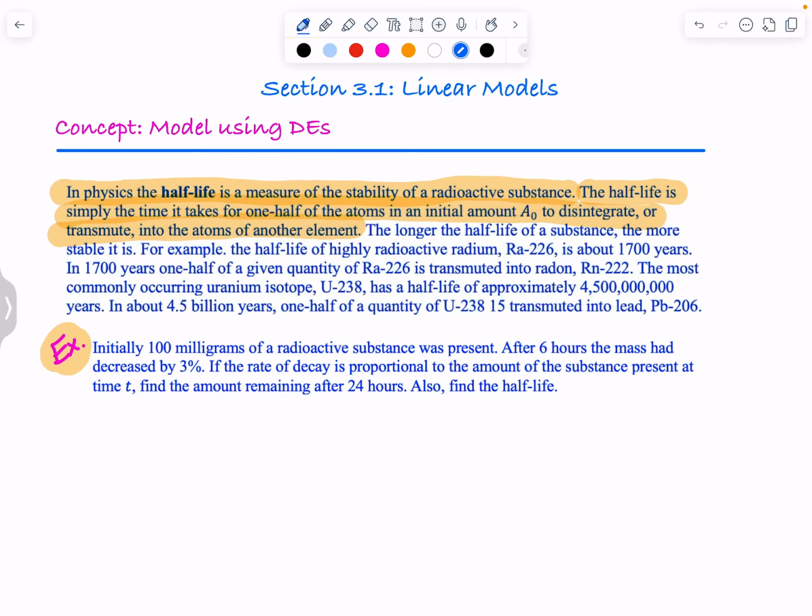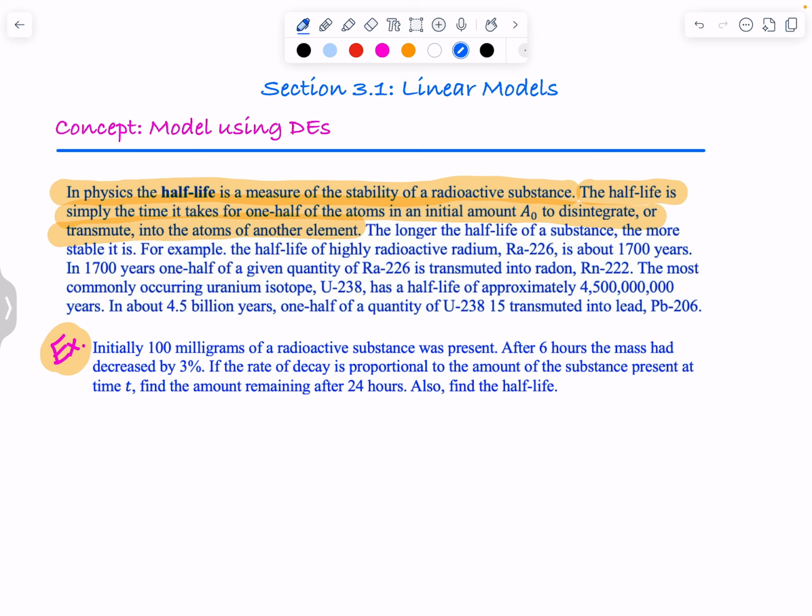All right, in this video, we'll continue our discussion of section 3.1. We are continuing with applications using our growth and decay model. We are now going to apply it to physics, with something called half-life. Half-life is a measure of the stability of a radioactive substance.